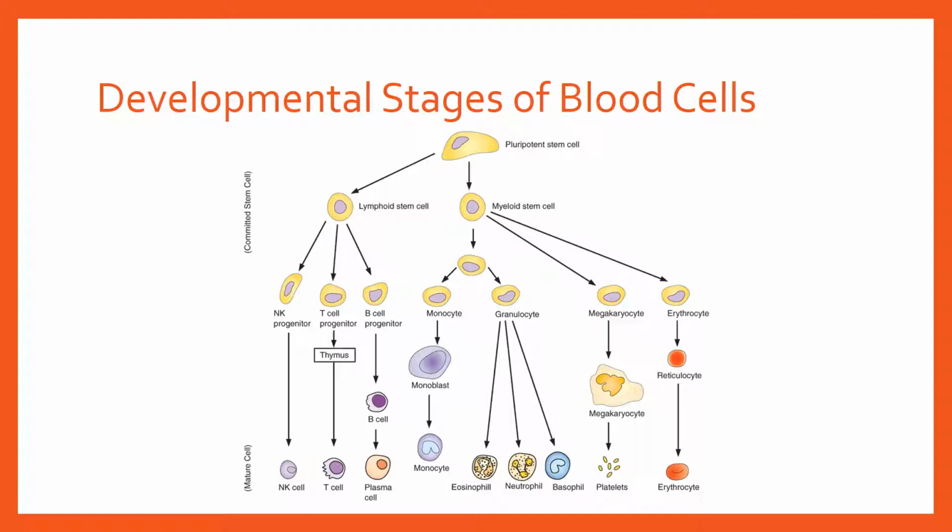Megakaryocyte will be transforming into platelets, and erythrocyte progenitor cell will transform to reticulocyte, which is an immature red blood cell, which will turn into erythrocyte. Erythrocyte, of course, we know already that it doesn't have a nucleus. Instead of it, it has an indentation which makes it look like a donut with no hole. And again, the indentation signifies the place where the nucleus used to be.